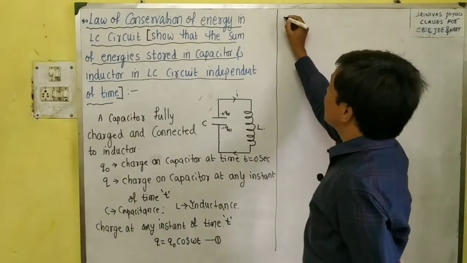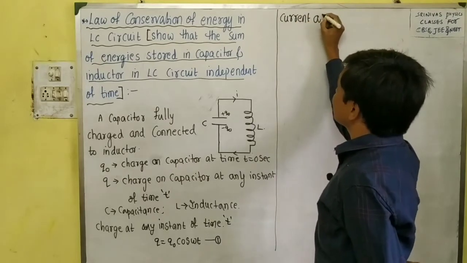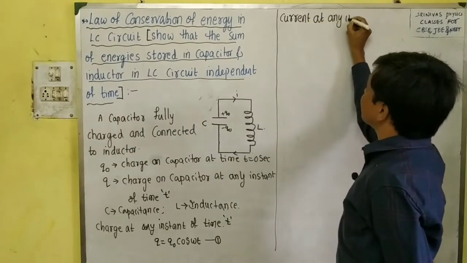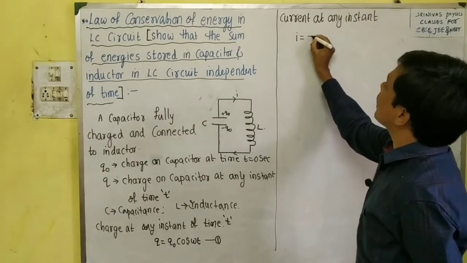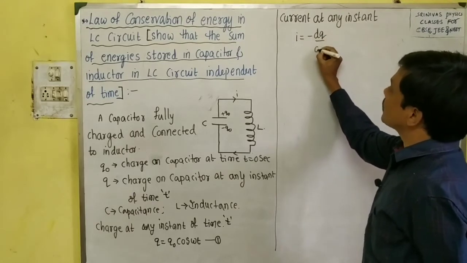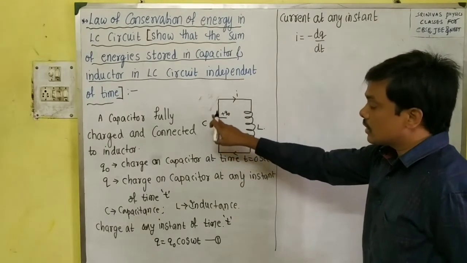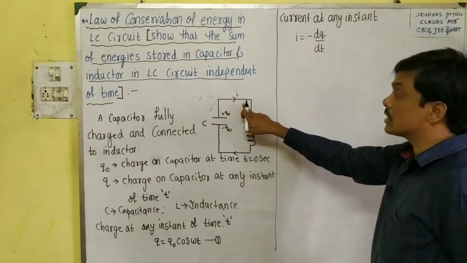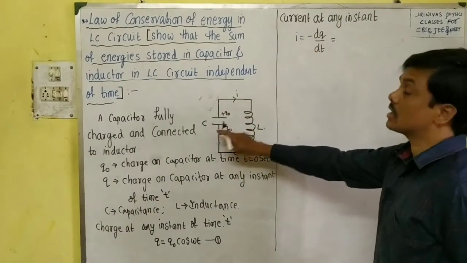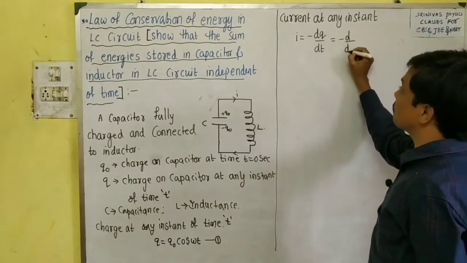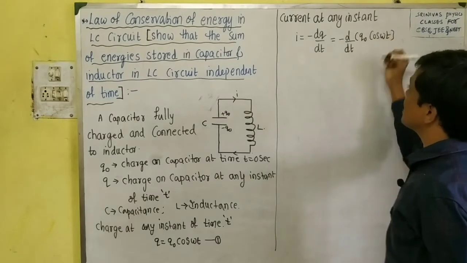Now the current in the circuit, the current at any instant of time t. The current is the minus of the rate of flow of charge. Actually the charge is decreasing. At whatever rate the charge decreases in the capacitor, at the same rate the charge increases in the circuit through the inductor. Here minus indicates the decrease in charge on the capacitor: I equals minus d by dt of Q0 cos omega t.